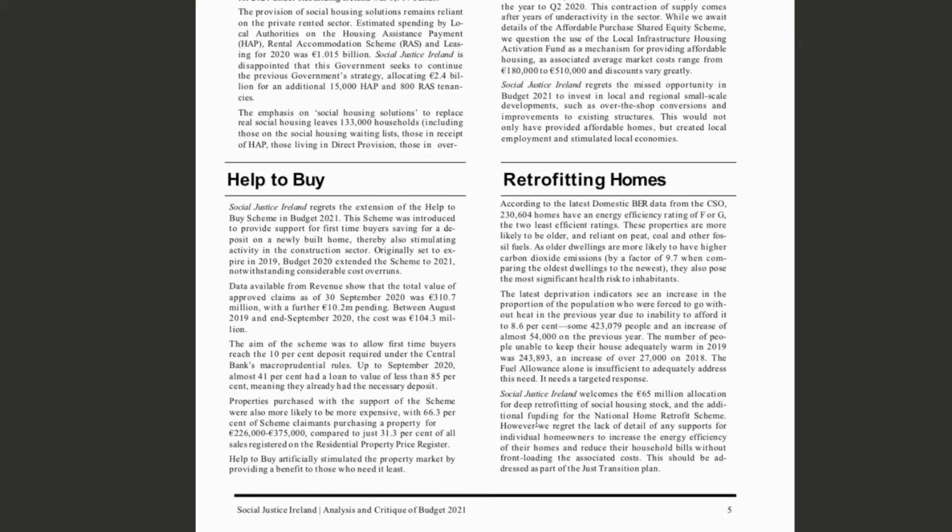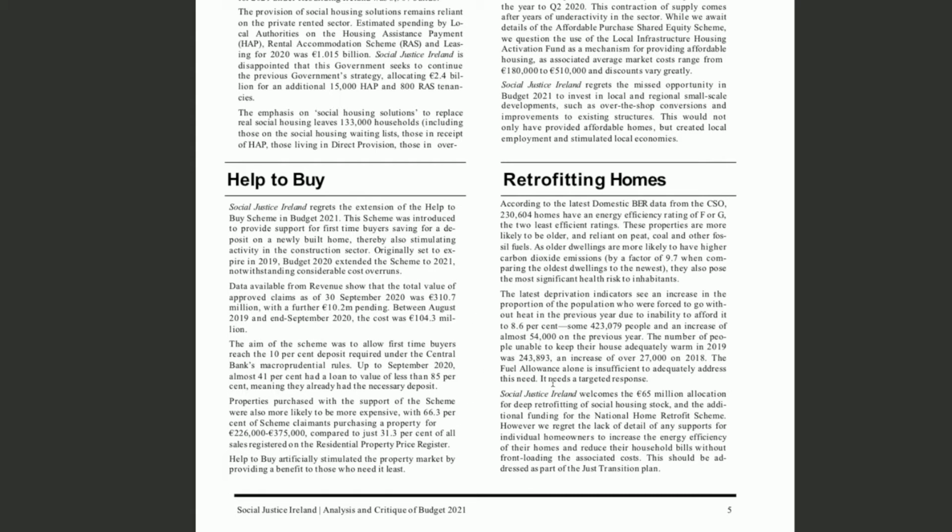We also regret the fact that Help to Buy was continued. This is an artificial stimulant for the market. It's artificially increasing prices. In fact, our analysis, looking at the revenue figures for Help to Buy and the figures on the property register, suggests that twice the number of rent-to-buy houses cost between 226 and 375 compared to the national average. In terms then of retrofitting, we welcome the moves made in this regard.